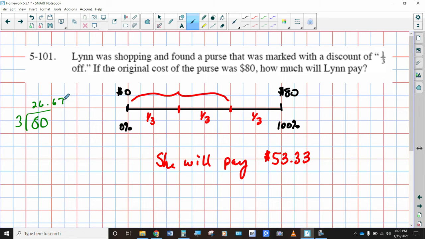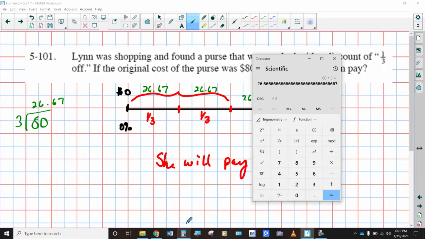$26.67. That's a round up, right? If it's not rounded up, then you're not rounding properly. But this is going to present a little bit of a problem. So if I say that this is $26.67, this is $26.67, and this is $26.67, well, we got a bit of a problem there because all of those adding up, $26.67 times 3 actually takes you to $80.01.